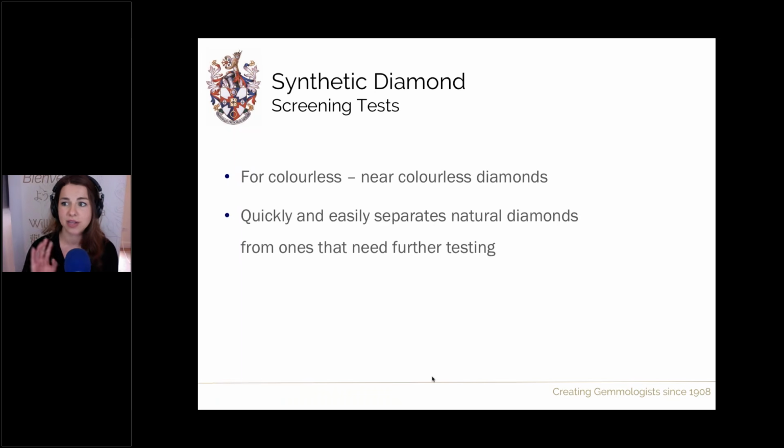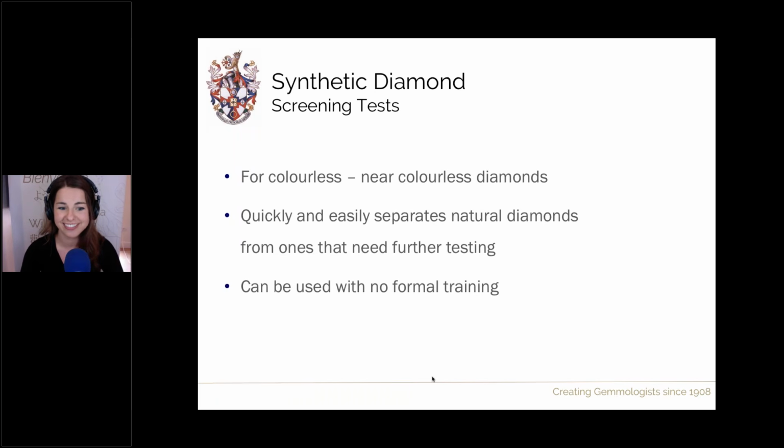They separate out our natural diamonds from stones that might be either natural or synthetic that need further testing. They can be used with no formal training, just a quick instruction or a demonstration. Often they're just simple button push operated machines, and it will either say pass, it's a natural diamond, or refer, do some more tests. So foolproof, really. And like I said, it's often based on diamond types.